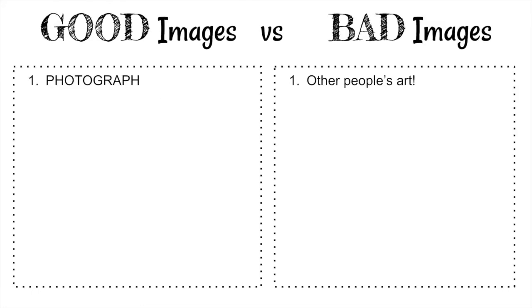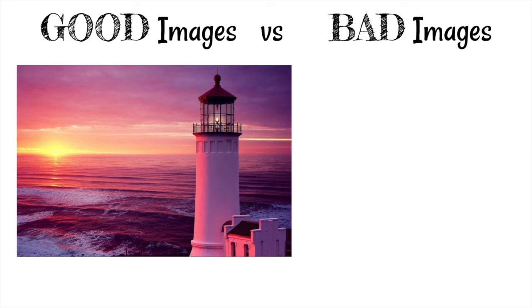The first criteria of a good reference image is that it is in fact a photograph and not someone else's artwork. If I were interested in drawing a lighthouse, for instance, this would be a perfect reference photo for me. I know this is in color and I'm going to be working in black and white, but I have a clear and focused focal point. I have a full range of tones here, from lights to darks. Everything is in focus and it really is a dynamic image. The composition is really nice. This would be a perfect reference photo for a lighthouse.